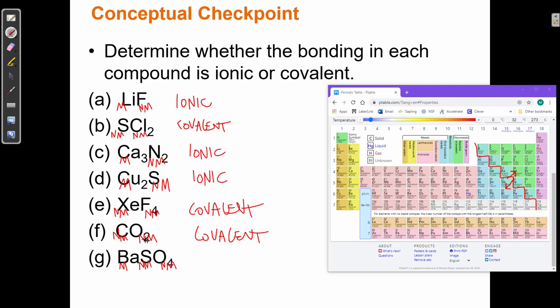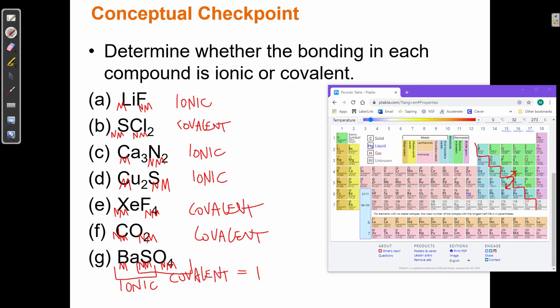We've only talked about metal plus nonmetal, ionic, nonmetal plus nonmetal, covalent. So what do we have here? Metal plus nonmetal. Well, this bond between those atoms, this is ionic, metal plus nonmetal. But here I have nonmetal and nonmetal. So that means that this bond between these nonmetals is covalent.